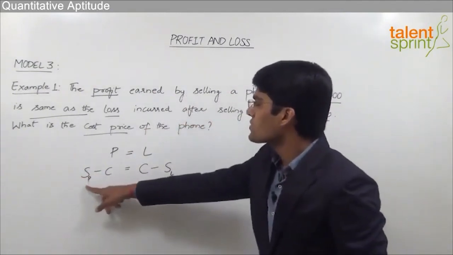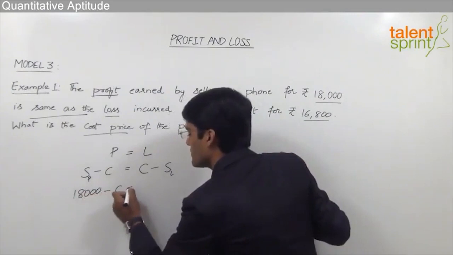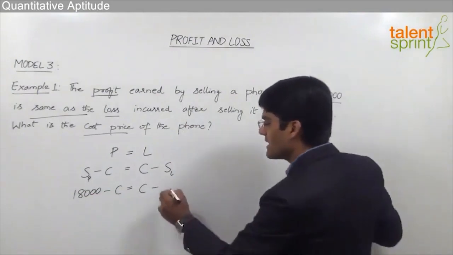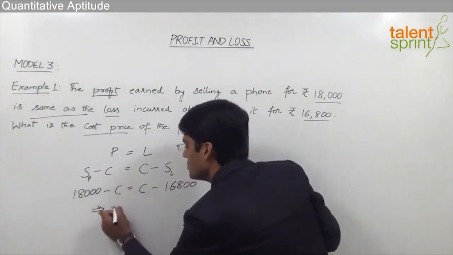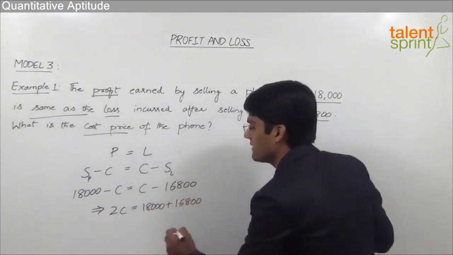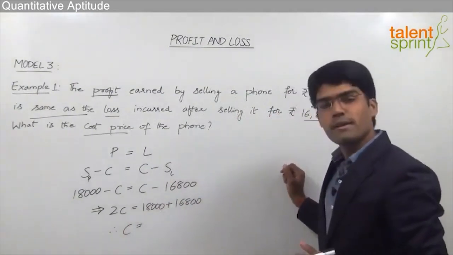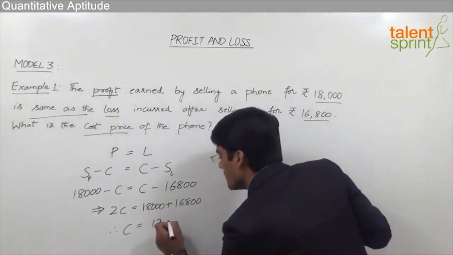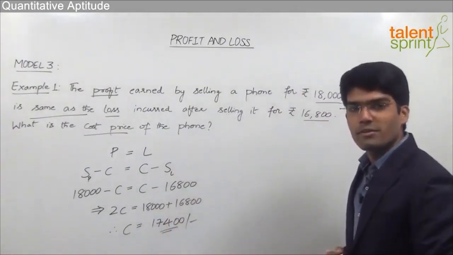Now the selling price when it was sold at profit was 18,000. So 18,000 minus cost price should be equal to cost price minus the selling price when it was sold for loss, which is given as 16,800. So from this we can say that C plus C, 2C, will be equal to 18,000 plus 16,800. Therefore, C should be equal to (18,000 plus 16,800) divided by 2, that is 34,800 divided by 2, which comes out to be 17,400. So the cost price of the phone here should be 17,400 rupees.